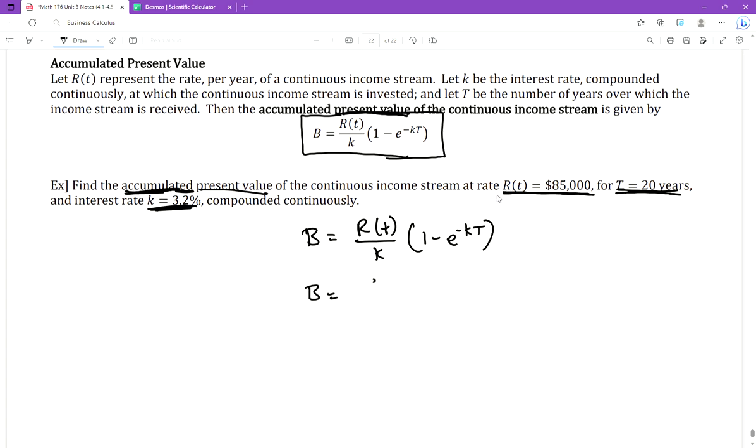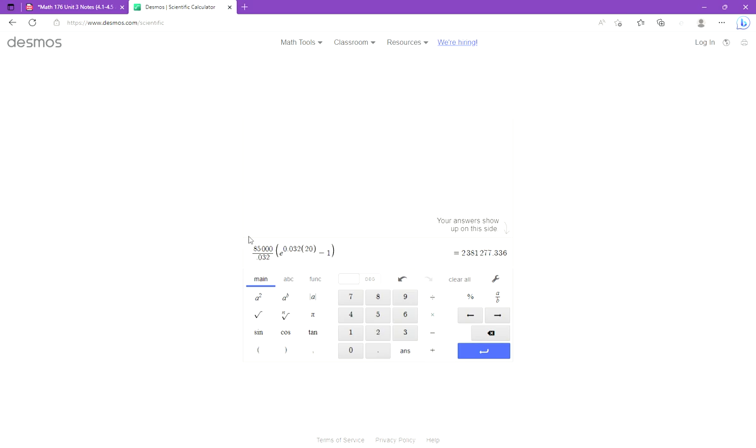So we have capital B is equal to 85,000 over k, which, again, we need to change to a decimal, 0.032. And then we have 1 minus e to the negative 0.032 times t, which is 20. There's our big setup. Just like before, as long as we type it in the same way, we'll be fine. Let's make sure we type it in exactly. I used similar numbers just to show the difference between accumulated present value and future value.